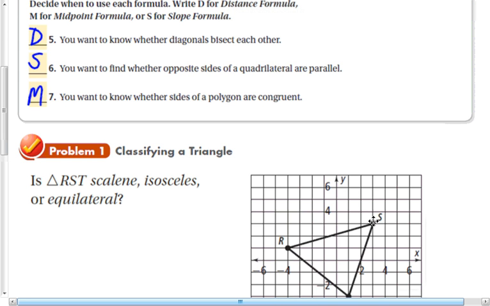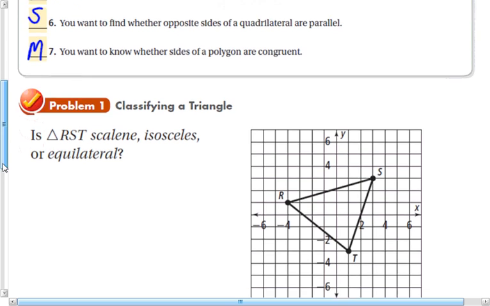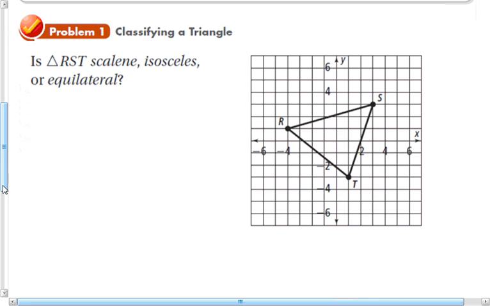Okay, so we're going to use some of those formulas here to help us classify this triangle. We want to know if it's scalene, which means no sides are congruent, isosceles, which means two sides are congruent, or equilateral, which means all sides are congruent. So we need to find the lengths RS, ST and RT, and then just compare them and see if they're the same or not. So we're going to use the distance formula to do this.